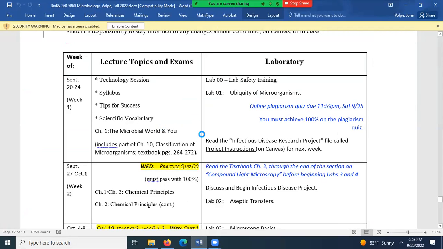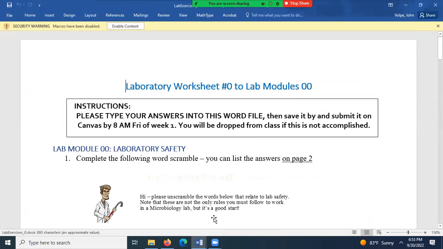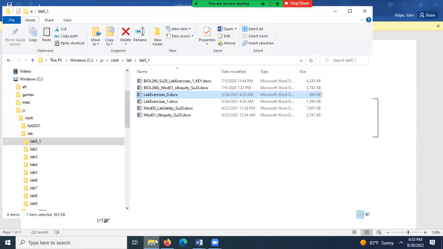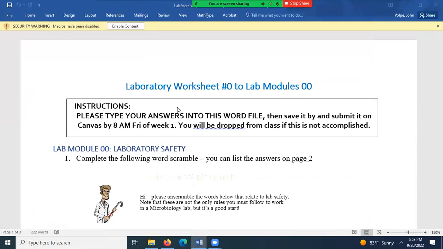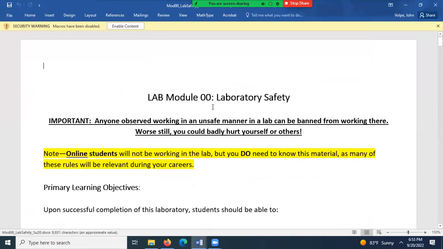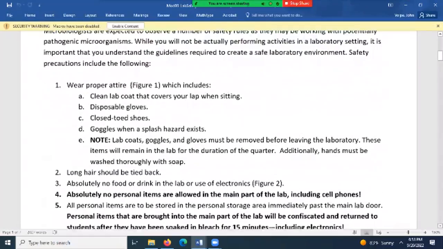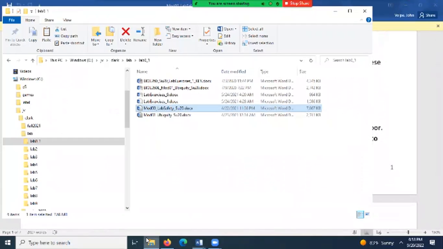So when you're working on the lab, there is both a lab module and a lab worksheet. That's the worksheet. That's the lab module. You can read the lab module beforehand. In fact, you can do the lab beforehand, but we'll talk about the lab module. And I grabbed the right one.